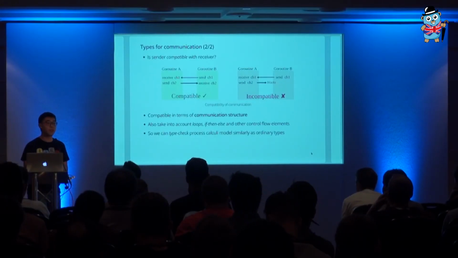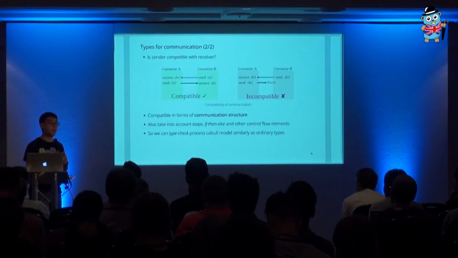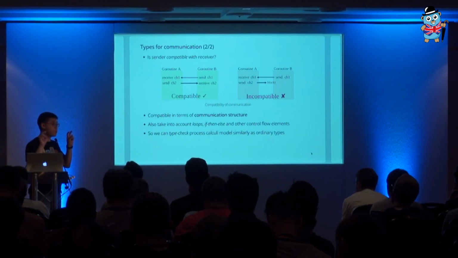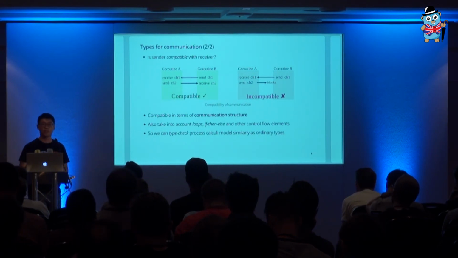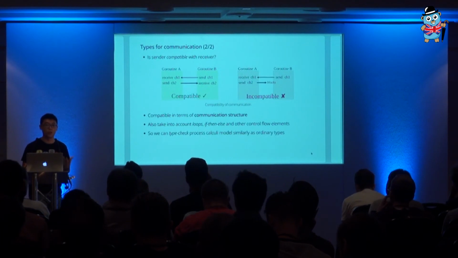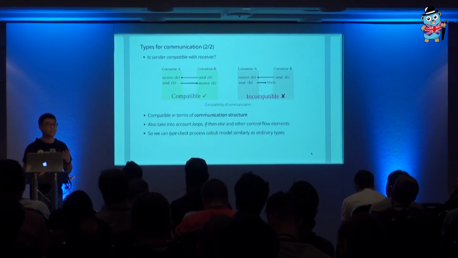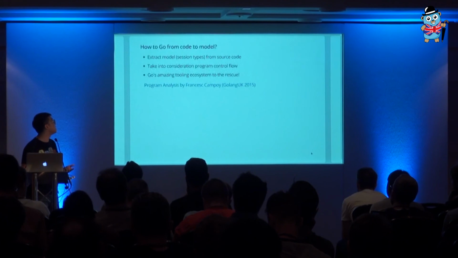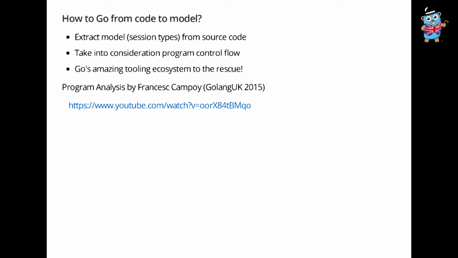So now that we have a model and we have a way to type check a process calculi, similar to how you could do with ordinary types, what we need to do next is how do we go from the source code to the model? So what's the relationship between source code and a model? As I said before, you can't just remove lines in the source code to get your model.